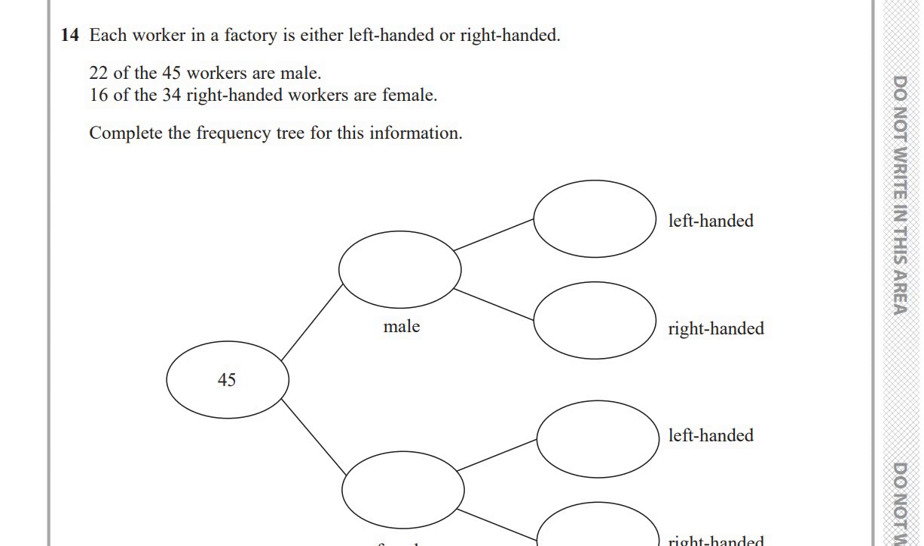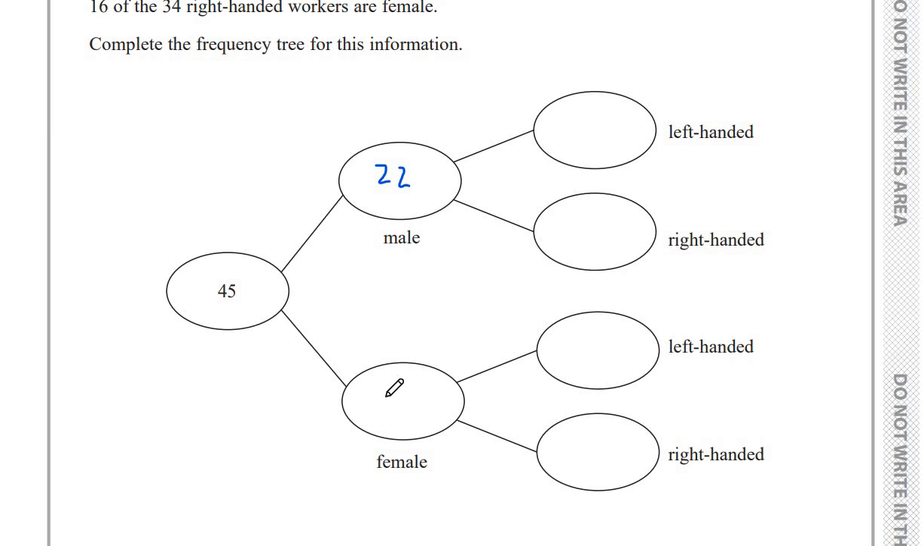All right, another probability question. So there are 45 workers in total, and 22 of them are male. So you have 22 here. And then the rest are female. So 45 minus 22, that's 23 female workers.